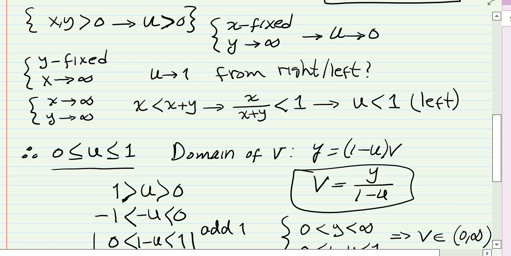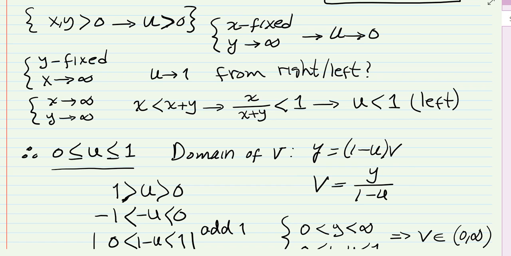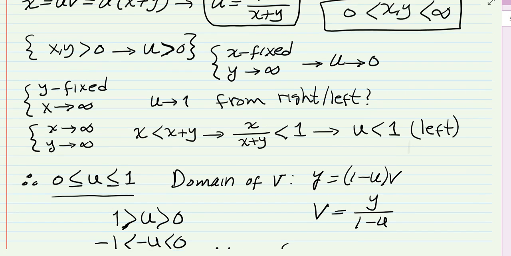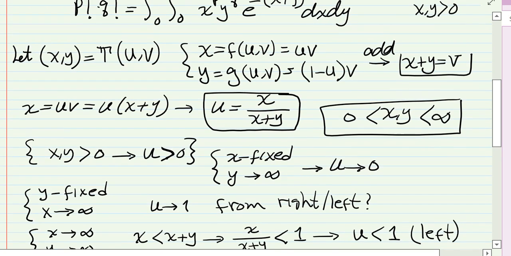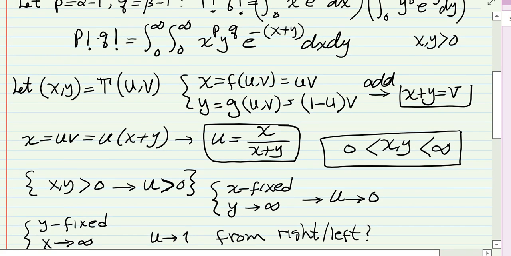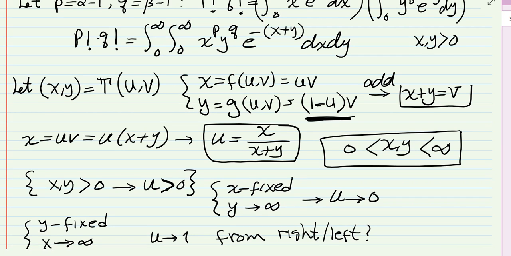Okay, if you take the partial, actually, let me go back to y. Right in here, if you take the partial with respect to u, you simply get a negative v. Partial with respect to v, you get 1 minus u.